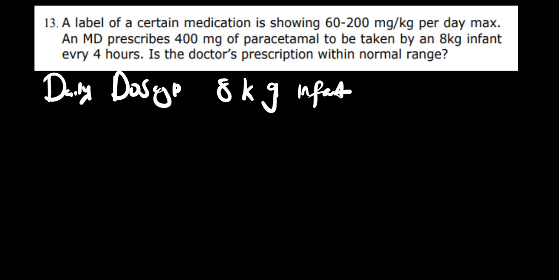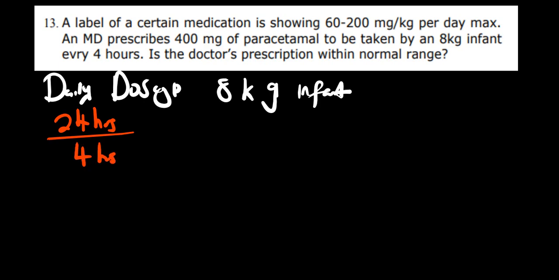So an 8 kg infant every 4 hours. Now every 4 hours, in a day, we're talking about the daily dosage. How much are we supposed to give in a day if this child is taking it every 4 hours? You know that in a day there are 24 hours, right? Every 4 hours we are giving this dosage to this child.